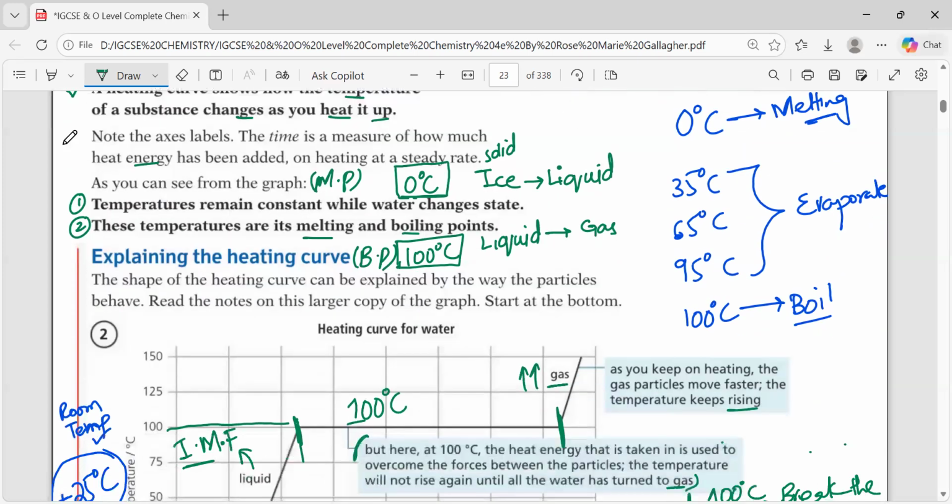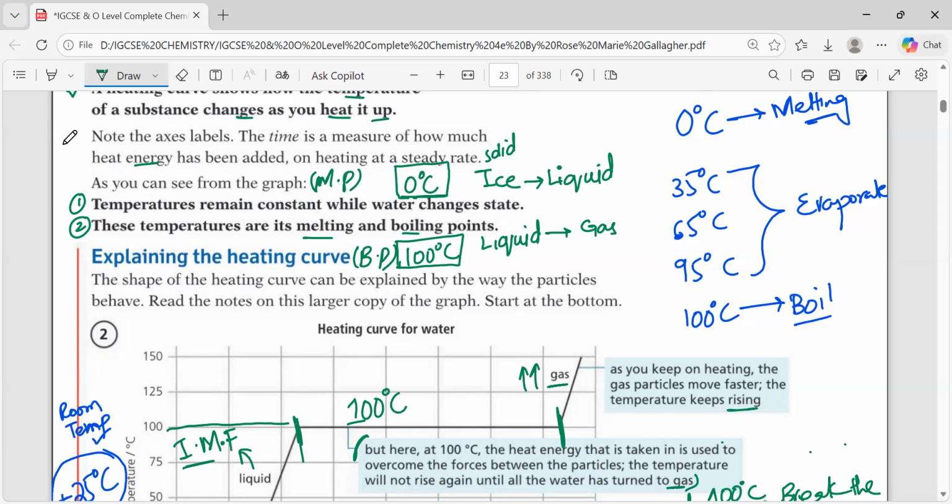Now the second statement, they are saying the temperature remains constant while water changes state. Is this true? Yes. Why? Because at 0 degrees it remains constant for a few minutes so it can break the intermolecular forces to convert from solid to liquid, ice to liquid.